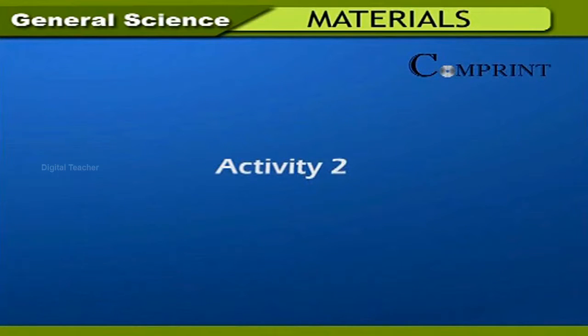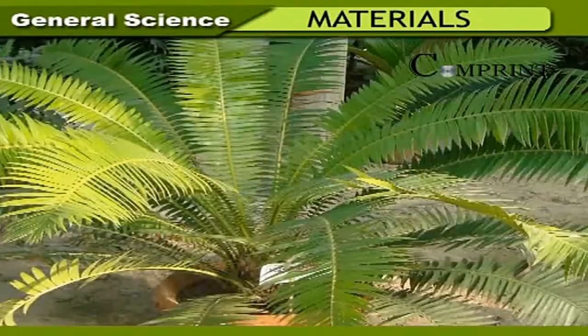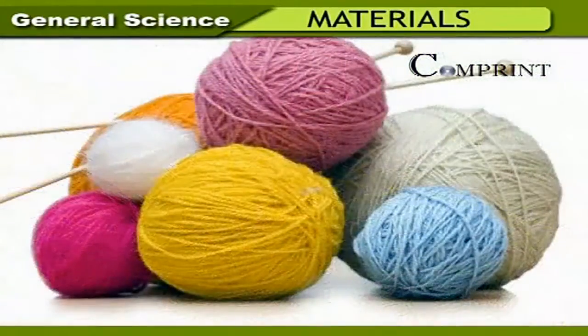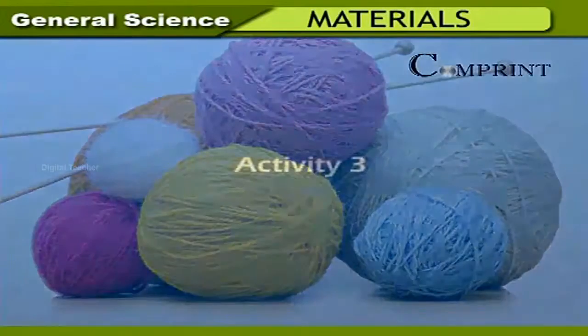Activity 2. Observation of thread in different varieties of cloths. Take out the threads from different cloths. Observe threads from each cloth with a magnifying lens. Observe whether the thread is of equal thickness throughout its length.